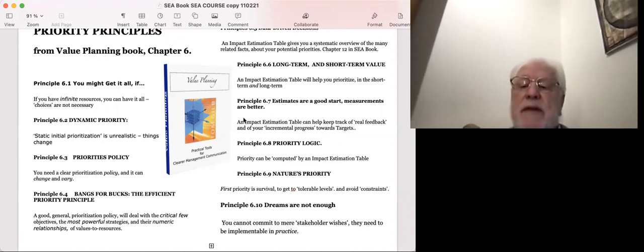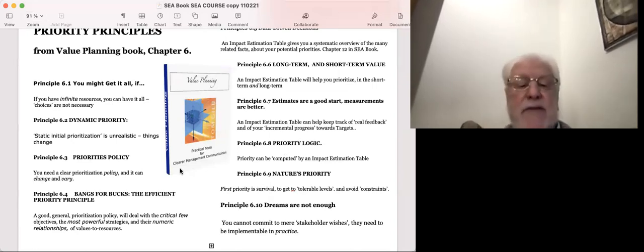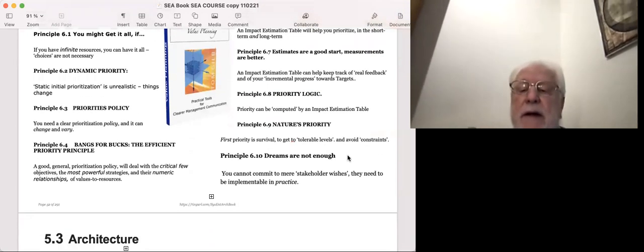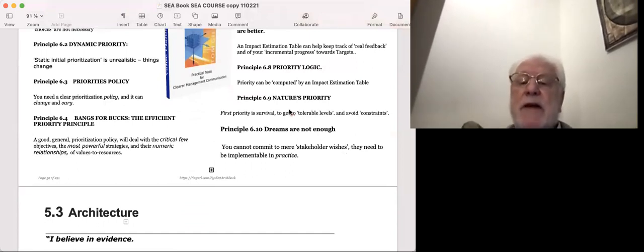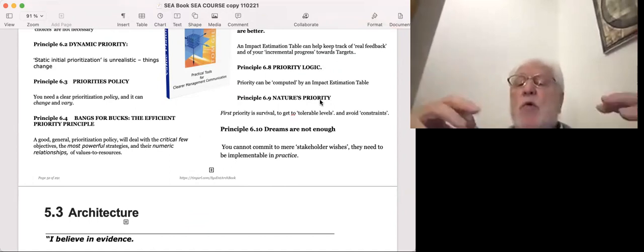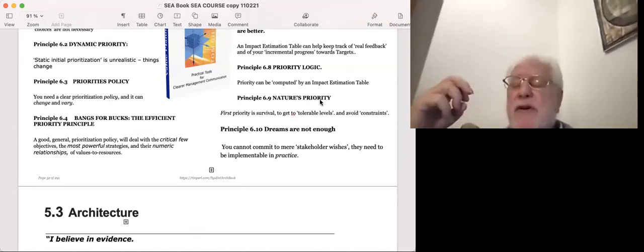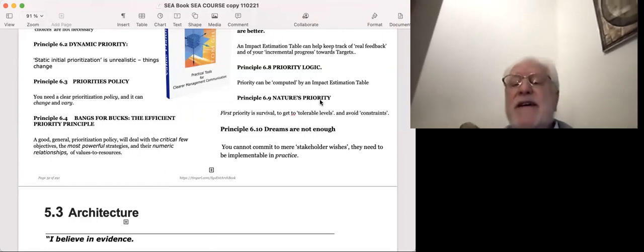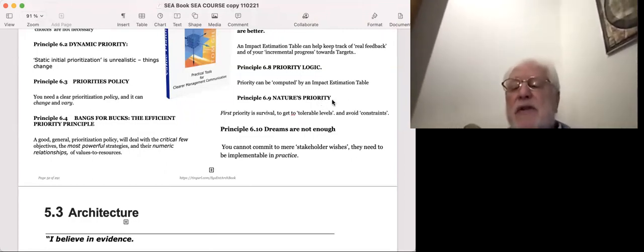So let's see. Now, principle number 8, if you have the data there and you have a policy you've decided, like maximize values, then the priority can be computed using the table, using a spreadsheet, for example. Okay, and that's what they're for. Nature has a kind of priority, and that is make sure that the organic system is working pretty well. Your brain is sort of functioning and your heart is sort of beating and your temperature isn't too cold. So these are all the critical factors in your body, and that's called survival.